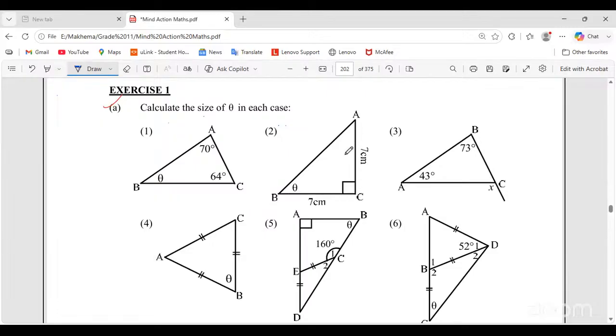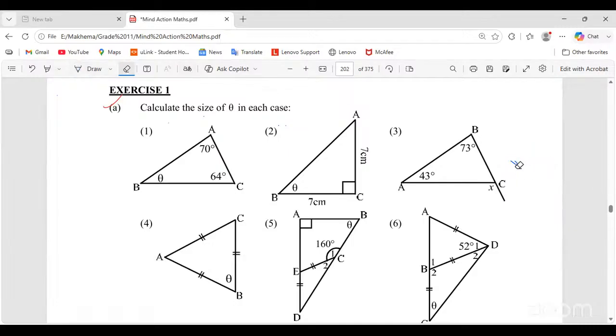What is a right angle? A right angle is an angle that is exactly equal to 90 degrees. You guys learned that in grade 7. We also talked about acute angles. Acute angles are the angles that are less than 90 degrees.